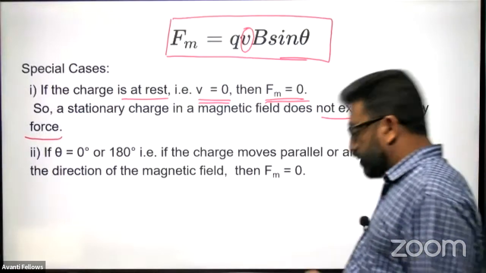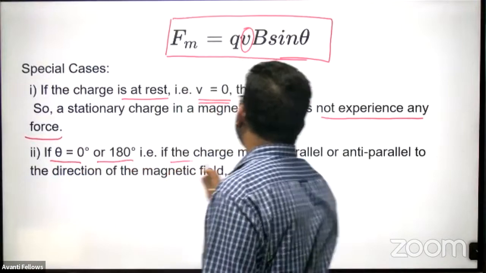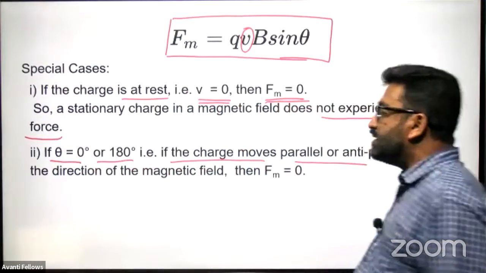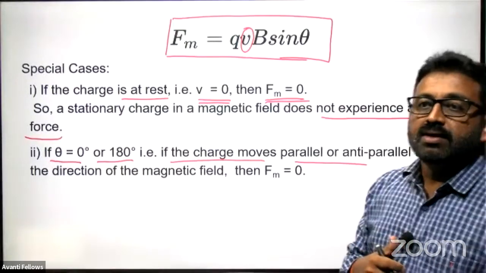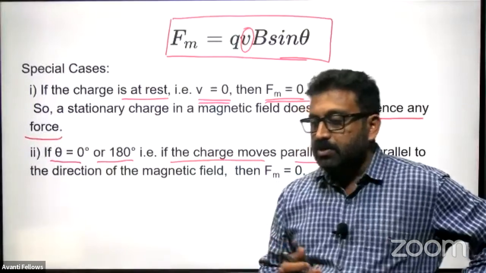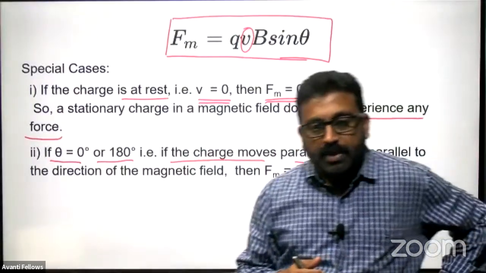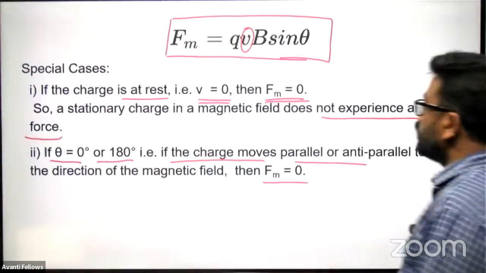So if theta equals 0 or 180, that is, if the charge moves parallel or anti-parallel to the direction of magnetic field. If moving parallel to the magnetic field, then theta equals 0. Anti-parallel, opposite direction to the magnetic field, then theta will be equal to 180. In both the cases, magnetic force will be equal to 0.